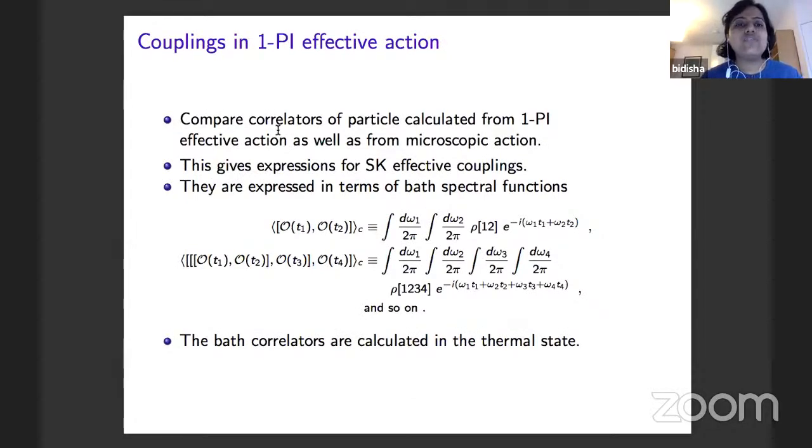Now, since we can calculate correlators of the particle from the effective theory, which we got from the microscopic theory by integrating out the degrees of freedom of the bath, and also we have the effective theory just constructed from symmetries, we can also calculate correlators of the particle from that. So with these two ways of doing it, we compare these correlators of the particle calculated from the 1PI effective action as well as from the microscopic theory. This will give the Schwinger-Keldysh effective couplings in the effective theory in terms of bath correlation functions, or bath spectral functions, which are just the frequency domain expression for the commutators of time domain bath correlation functions. You can also write them in frequency domain, and these rho 1 to 3 4 are really the spectral functions of the bath. So essentially the effective couplings can be expressed in terms of the spectral functions of the bath.